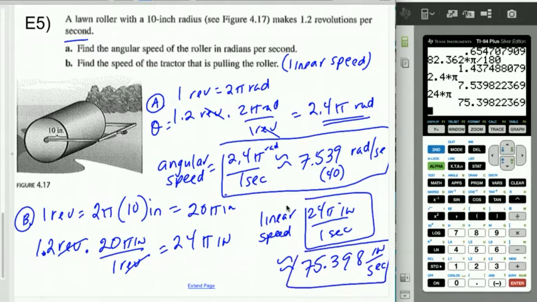Cool. So we have our angular speed and our linear speed. And again, the tractor is pulling it as a linear speed because the tractor is hooked up to this and pulling this way. The tractor is driving. I don't know. I can't draw a tractor. That's a tractor, people. It's not a tractor. It makes me sad. All right, cool.